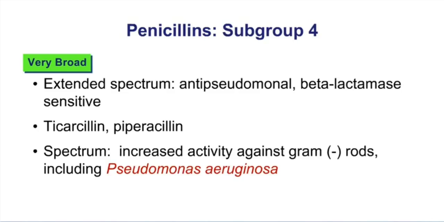What makes these very broad compared to the previous group, which were just broad? Well, this group has an expanded coverage against gram-negative organisms and especially gram-negative rods. So among the four groups of penicillins, the anti-pseudomonals are the broadest spectrum. They kill the widest variety of organisms, including gram-positive and gram-negative bacteria.